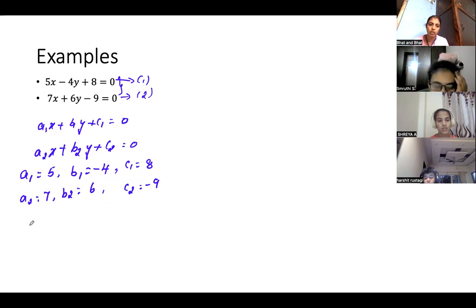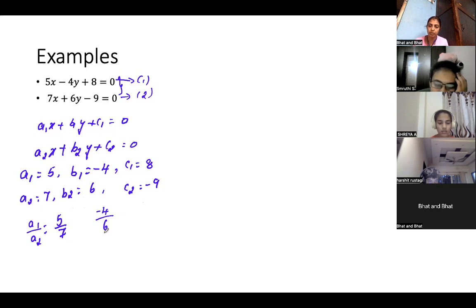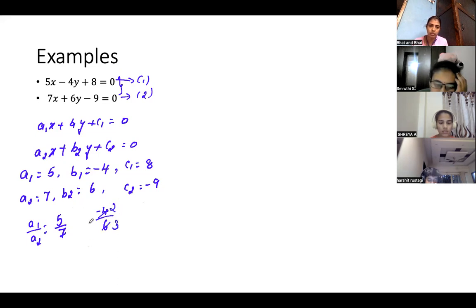Now let us see the ratios. That is a1 by a2. What is a1 by a2? That is 5 by 7. And b1 by b2 will be minus 4 by 6. Correct? Now let us see whether they are equal or not. Before doing the cancellation, don't write anything in the middle. If you can simplify this ratio, first simplify it. Two twos are, two threes are. So 2 by 3 is not equal to 5 by 7. Correct?